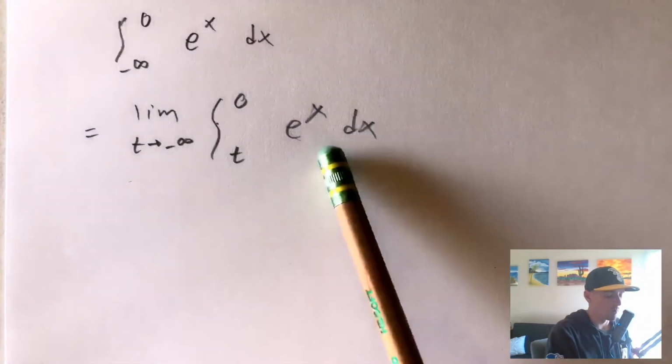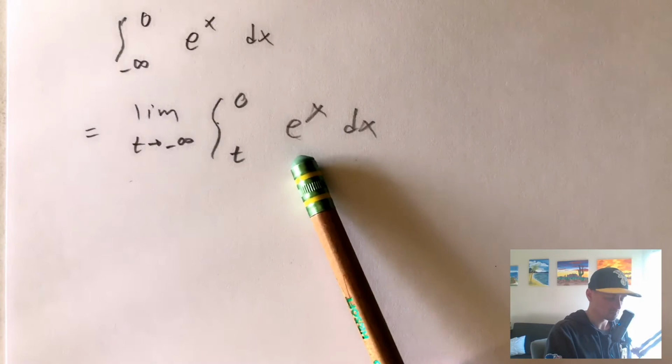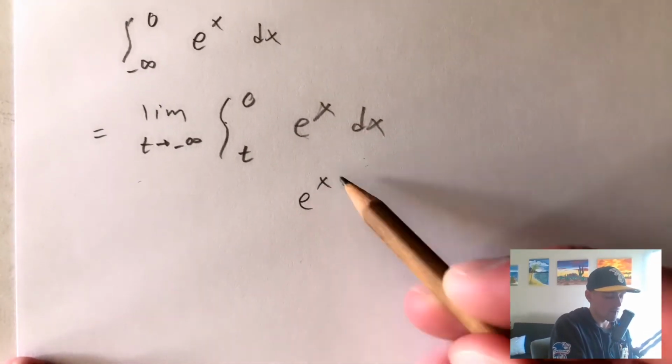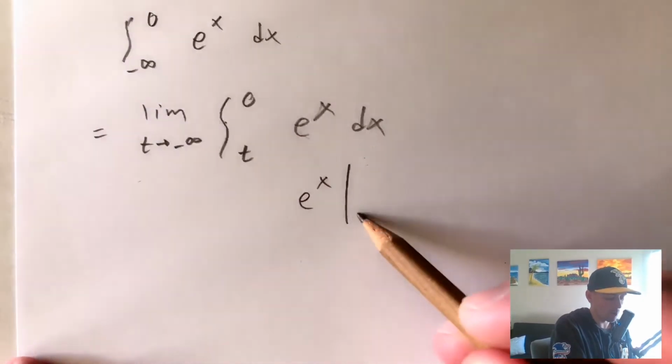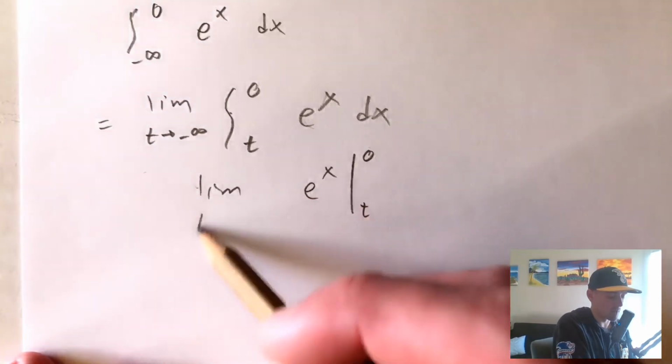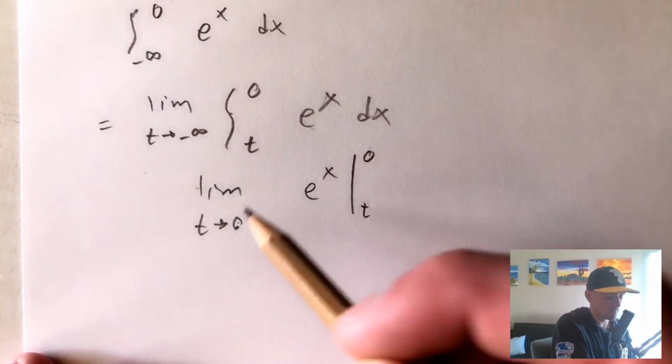So to do that, what we want to do first is integrate this function. Well, the integral of e to the x is just e to the x. And then we need to evaluate it from our lower bound of t to our upper bound of 0. And then don't forget, we're going to be taking the limit as t goes to negative infinity.